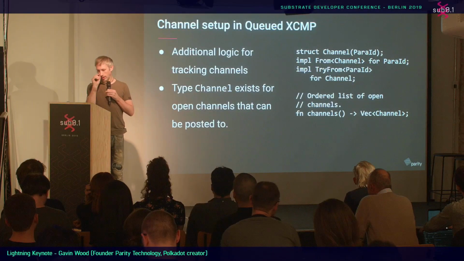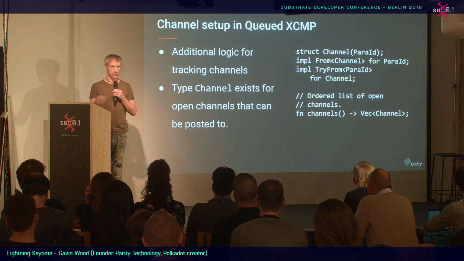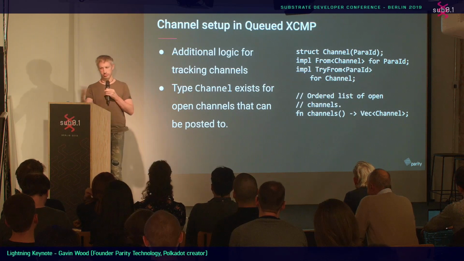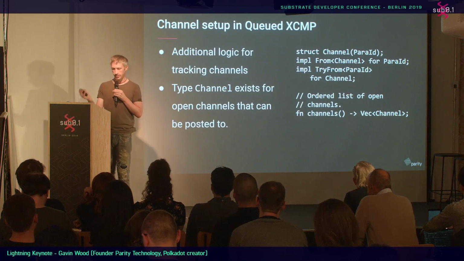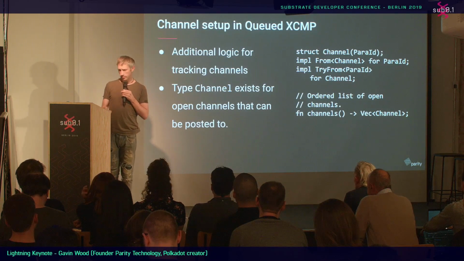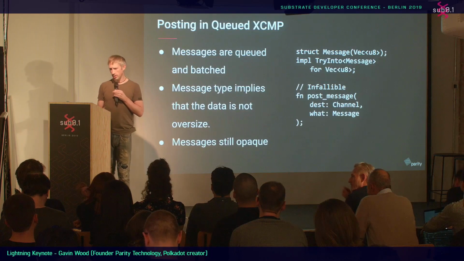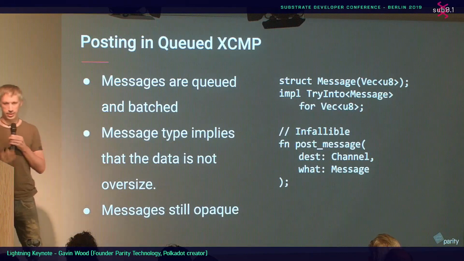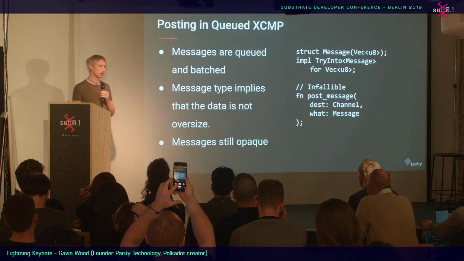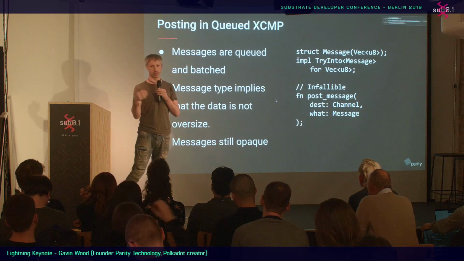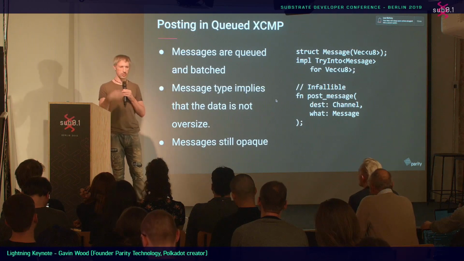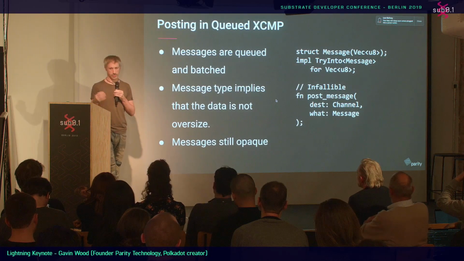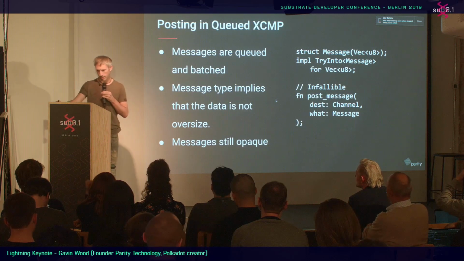The channels is also something that you can call in order to get all the channels that you currently have open. So if you want to do a multicast, you can just send to all of them just by iterating on this vector. There's this post message API, so it gets given a channel and you also put a message in. And the idea is that it's infallible. So all of the checking that's done to make sure you can send a message is already done as part of the creation of these types. Once you have the values of these types, then you're guaranteed to be able to send.